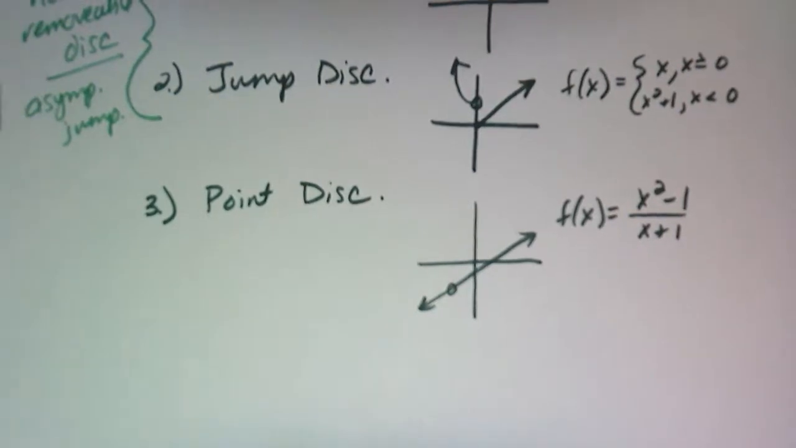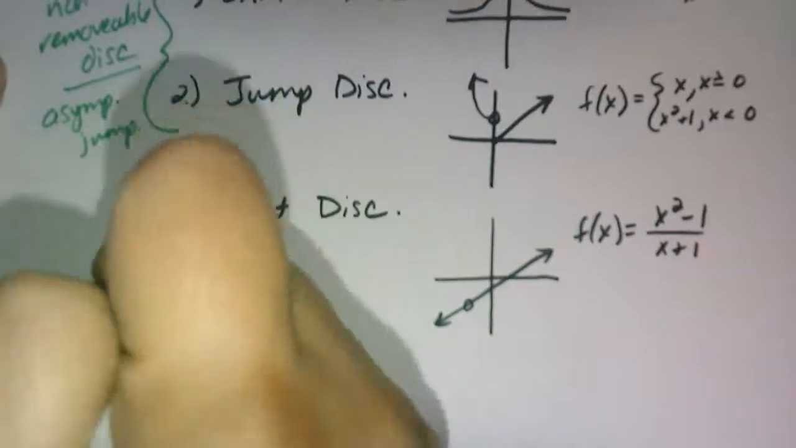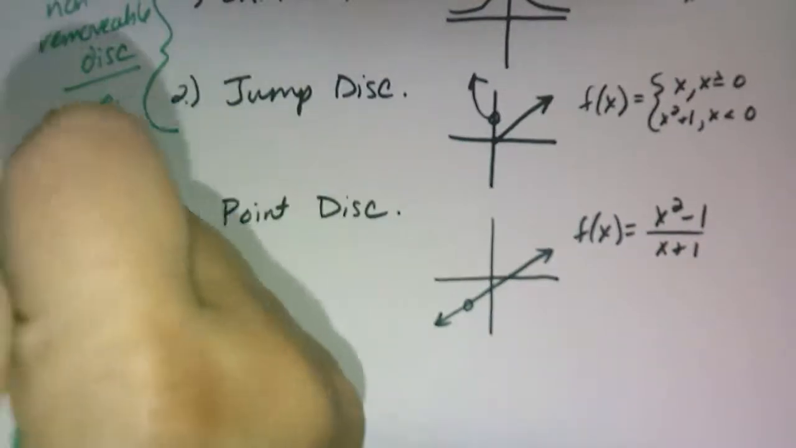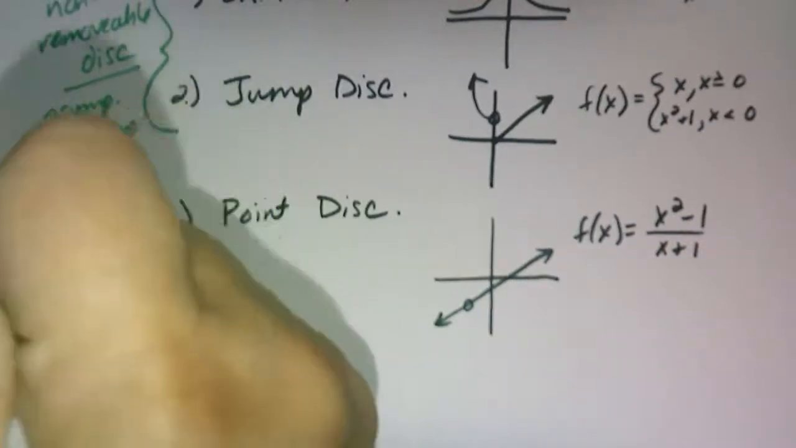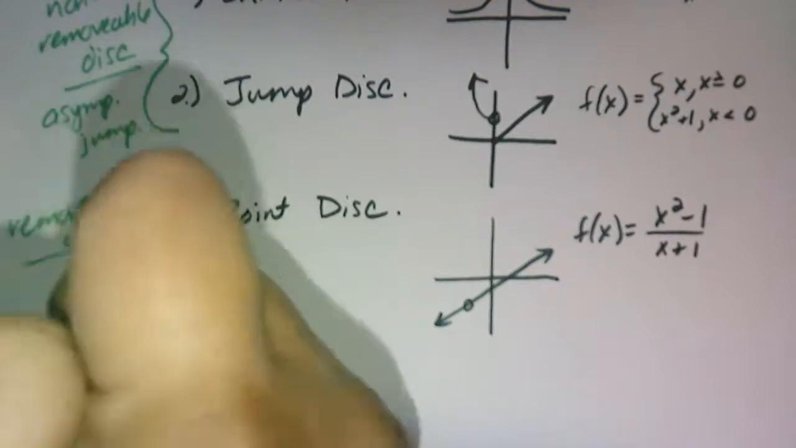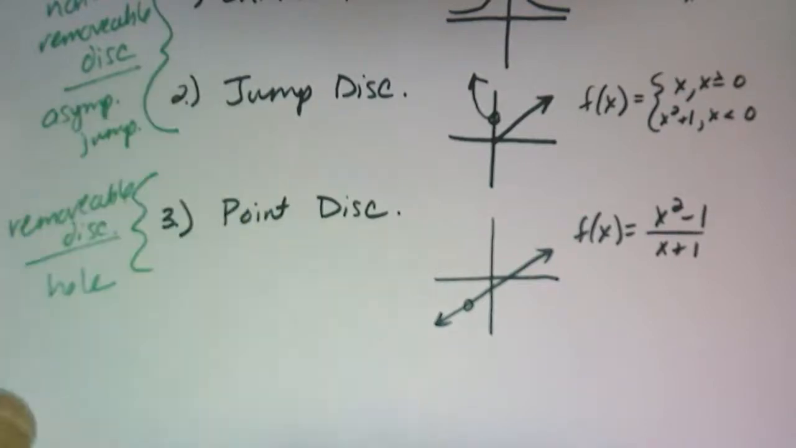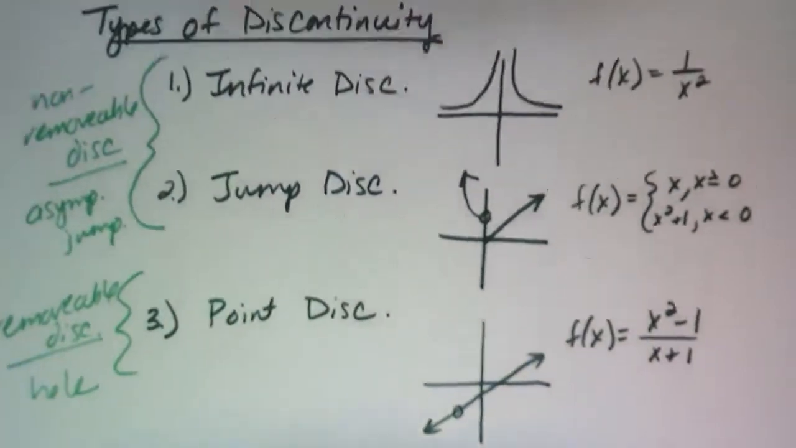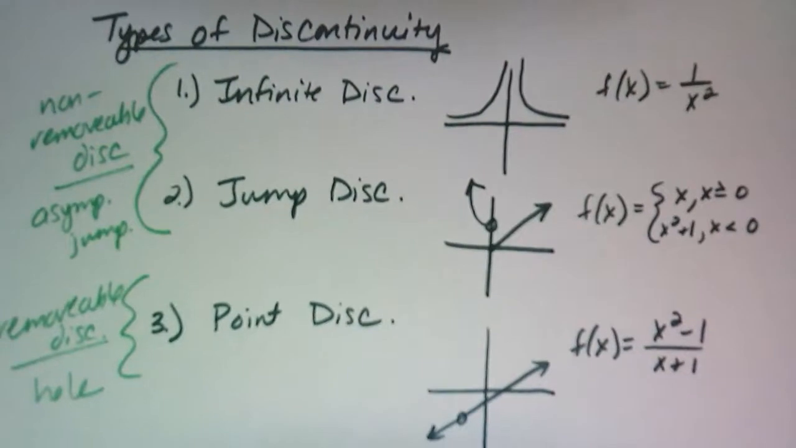That in mathematics is called removable discontinuity. Holes are called removable, okay? So these are your three types: infinite, jump, and point. Those are the types of discontinuity.